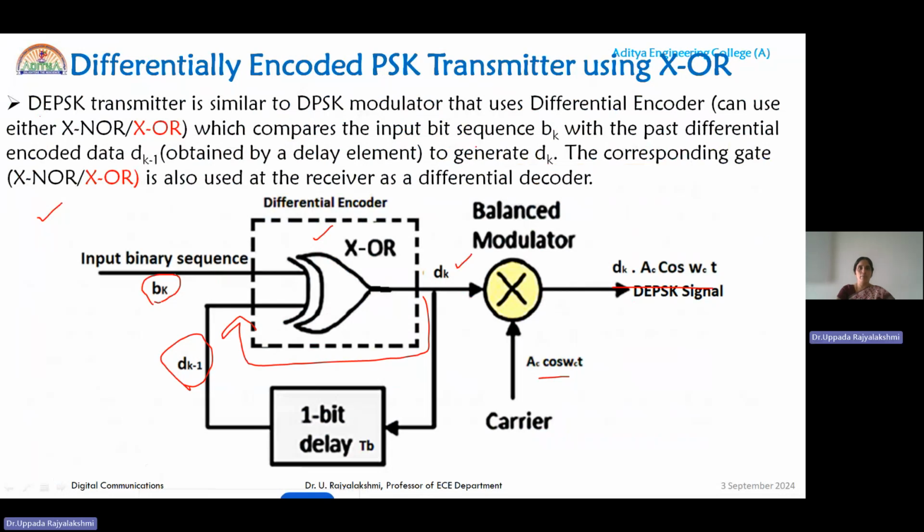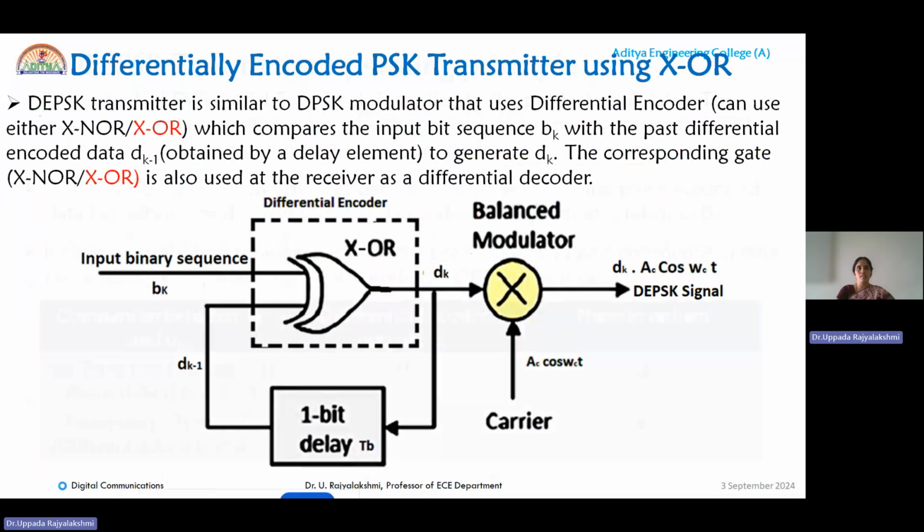This is our DEPSK transmitter, which is the same as DPSK, consisting of a differential encoder followed by a balanced modulator. This balanced modulator takes the product of the bipolar output, which is the differential encoder output, with the carrier. So ultimately, we can see that this is the same as the DPSK signal.